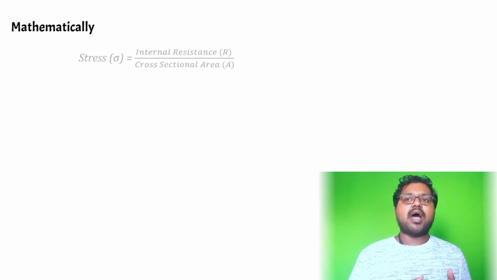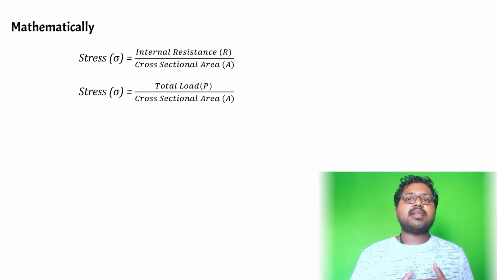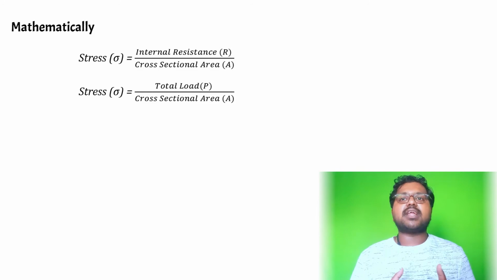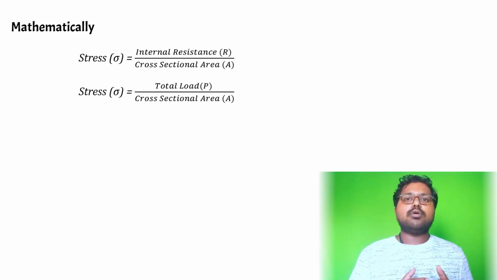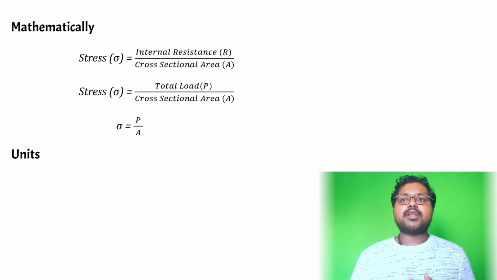From this, stress is represented mathematically as internal resistance R to the cross-sectional area A. Here, the internal force acting on the body is nothing but the total external load P. So, stress sigma equals P by A. The stress, which acts perpendicular to the cut surface, is referred to as normal stress, since it is obtained by dividing axial force by the cross-sectional area.